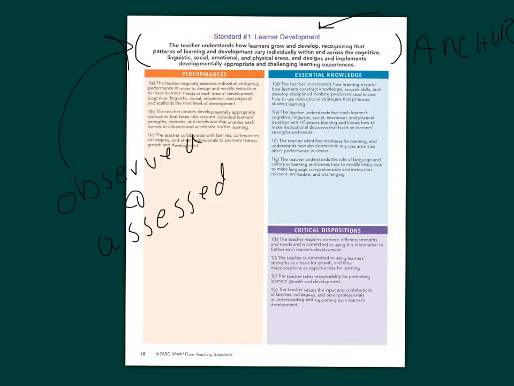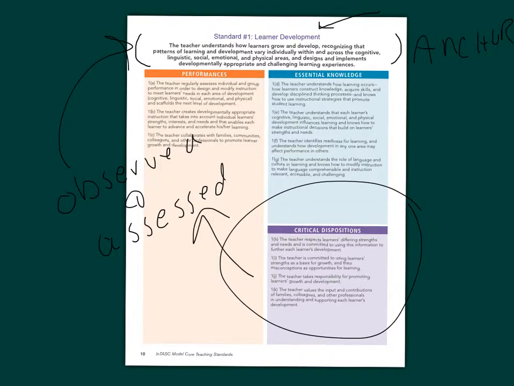The second part is essential knowledge, and essential knowledge is, again, what you need to know. It's the declarative and procedural knowledge necessary for effective practice. And then critical dispositions are the habits of mind, professional action, and moral commitments that underlie the performances. So this is your attitude that influences how you perform. The essential knowledge influences how you perform. So you can see that these three things work together.